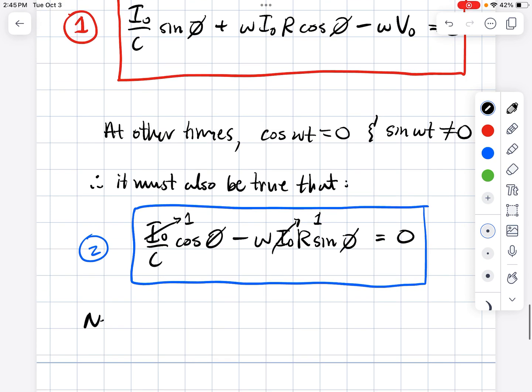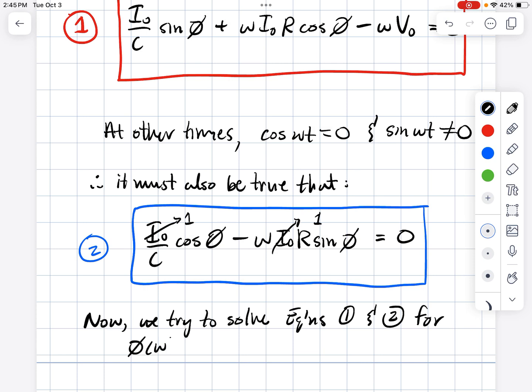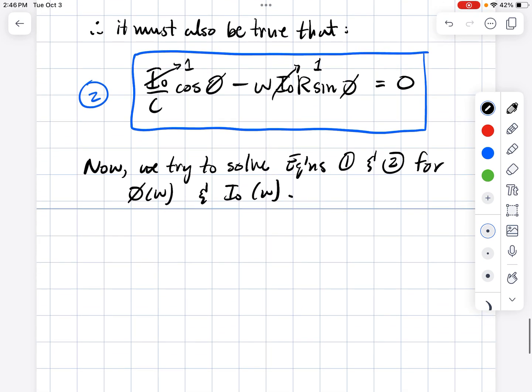So now we try to solve equations 1 and 2 for phi of omega and I naught of omega. Notice that we've managed to create a system of 2 equations and 2 unknowns. The 2 unknowns are the phase and current amplitude, and so we should be able to solve for these 2 unknowns. In fact, we're going to start with equation 2 because it's the easier one.